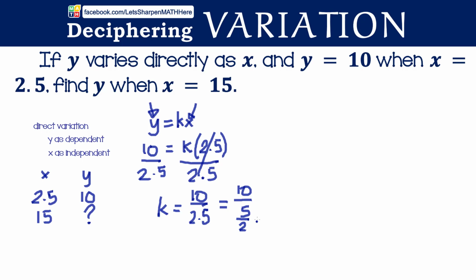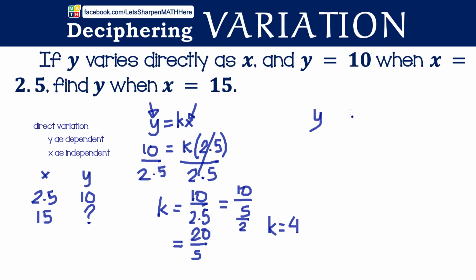Using the concept of fractions, you can use the reciprocal of that. You will get a result of 20 over 5, which will ultimately give us a result of k equal to 4. So this is the constant of variation for this specific problem, and that is the same value of k we'll be using in solving for what is unknown.